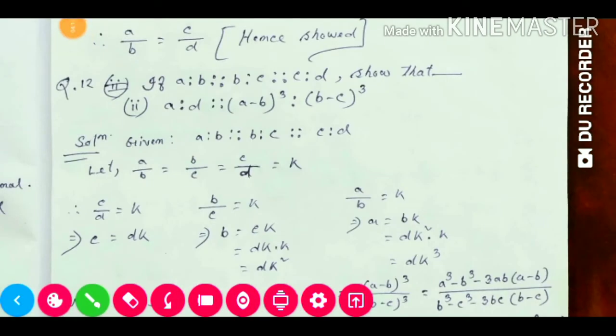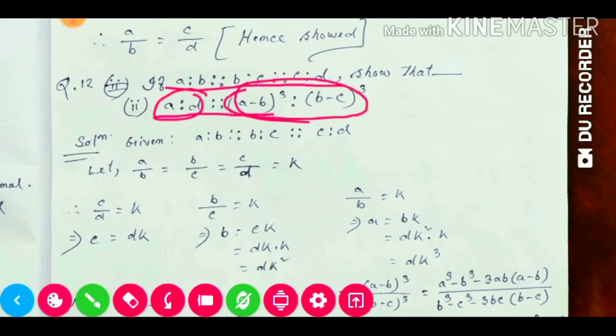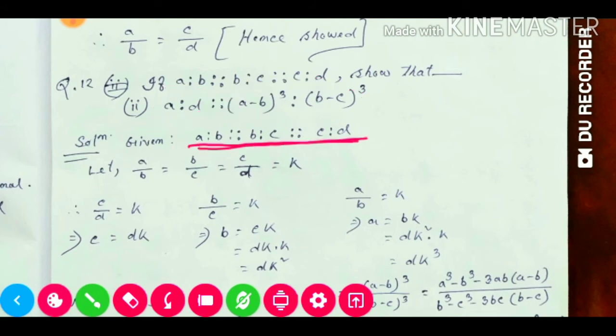If a ratio b is proportional to b ratio c, proportional to c ratio d, if all of these are proportional, then we show that this part is proportional to this part is proportional to this part. It is very easy. So this portion is given in our question. So we are considering a divided by b is equal to b divided by c is equal to c divided by d. We are considering this one as k.